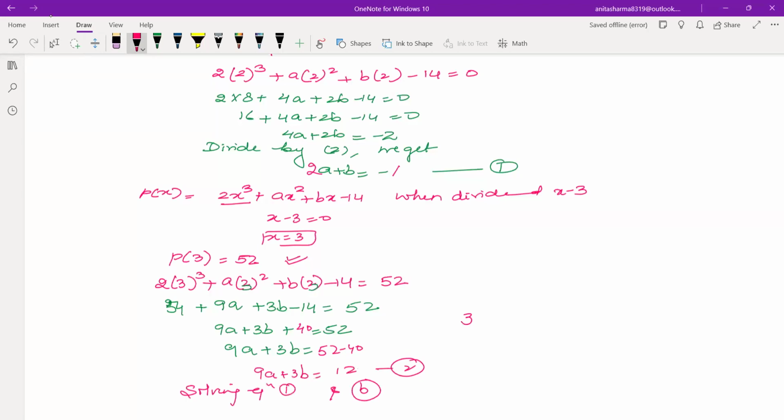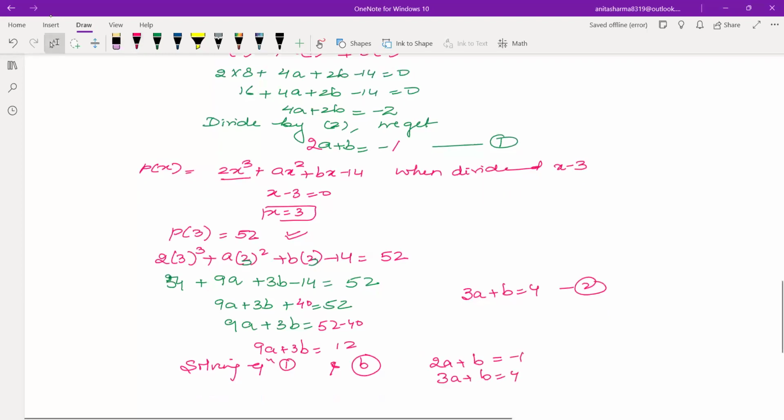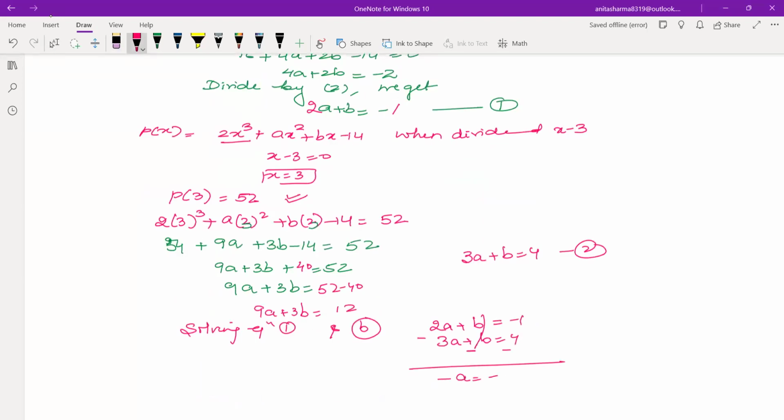When you are having same sign, then you need to subtract. So subtract: minus, minus, minus. So B and B cancel. Minus A will be equal to -5. So value of A will be 5. Clear? Okay, ma'am. Got it.